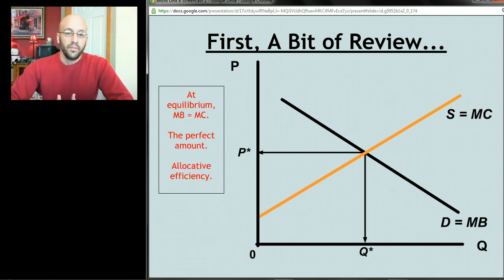So at equilibrium in a supply and demand graph, there was something magical about where supply and demand met. Not only was it where supply and demand met, but really it was where marginal benefit was equal to marginal cost. It was the perfect amount. This is the invisible hand idea. We called it allocative efficiency, the perfect right amount of stuff. Because at Q star we've produced every single unit where the marginal benefit was at least as much as the marginal cost, and we haven't produced any units where the marginal cost is greater than the marginal benefit. Alright, so that's where we've been so far.